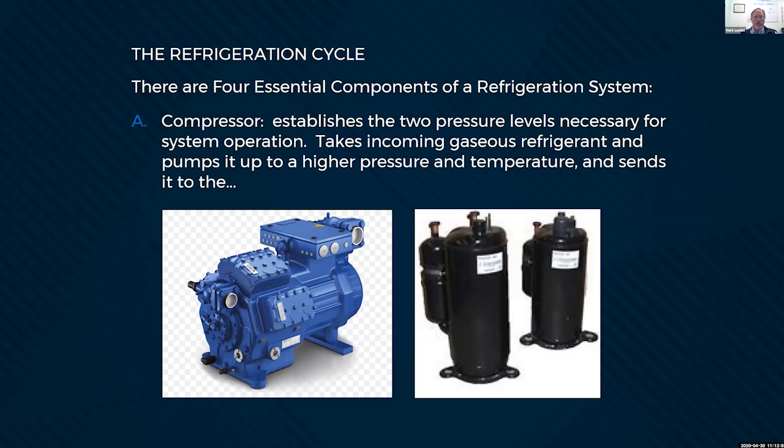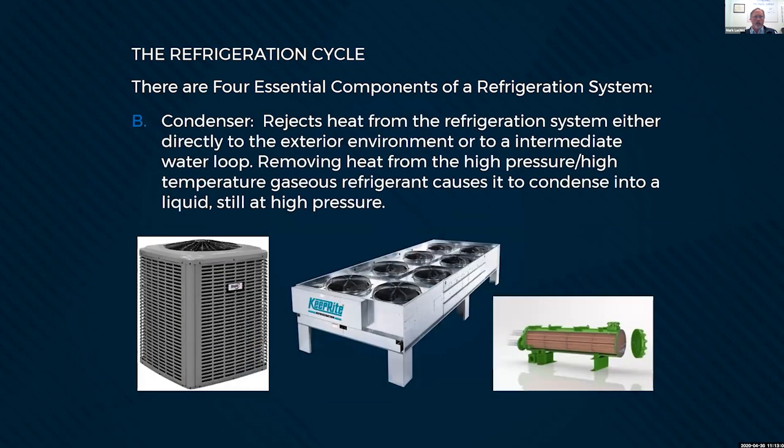So a couple of different examples. The one on the left would be a reciprocating compressor. We have a couple of scroll compressors on the right. The condenser, where we reject the heat to the atmosphere. Essentially a big coil and some fans.